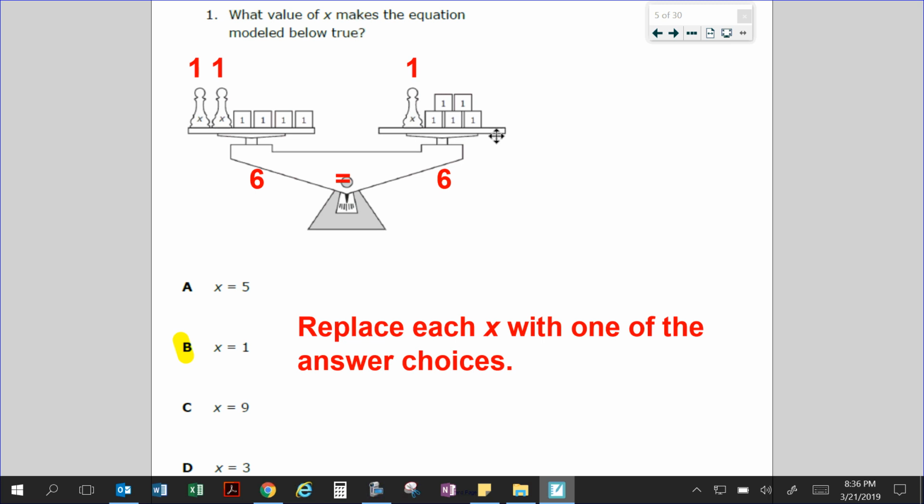So if I replace each x with, let's try 5: 5, 5, 1, 1, 1, 1, that's 12. On the other side, 5, 1, 1, 1, 5, 1, 1, 1, 1, 1 is 10. Is 12 equal to 10? No. Let's try B. If I replace each x with a 1, how many 1s do you see on the left side? 6 of them. If I replace this x with the 1, how many 1s do you see on the right side? 6 of them. So x equals 1.